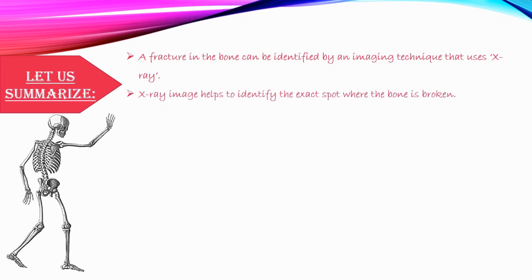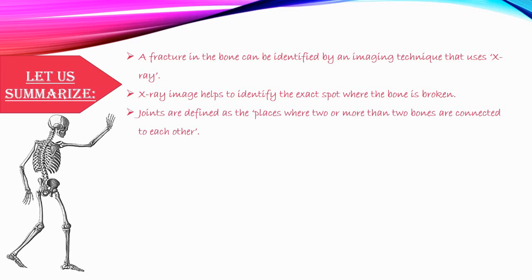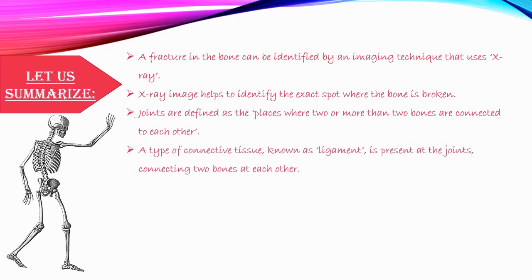Then joints are defined as the places where two or more than two bones are connected to each other. A type of connective tissue known as ligament is present at the joints, connecting two bones to each other. Joints can be classified as movable joint and immovable joint. And movable joints are further classified as hinge joint, ball and socket joint, and gliding joint.